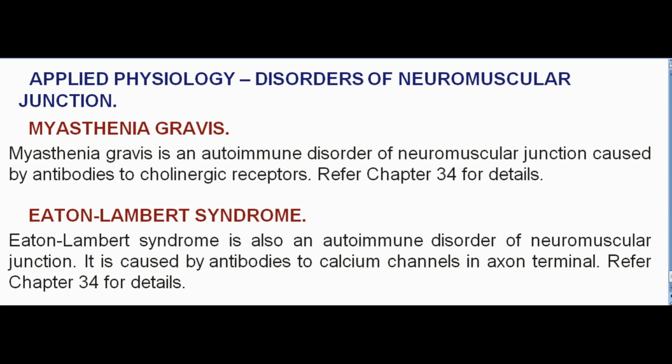Eaton-Lambert syndrome. Eaton-Lambert syndrome is also an autoimmune disorder of the neuromuscular junction. It is caused by antibodies to calcium channels in the axon terminal. Refer Chapter 34 for details.